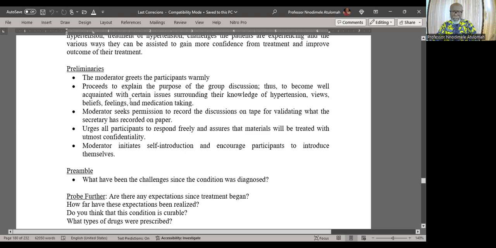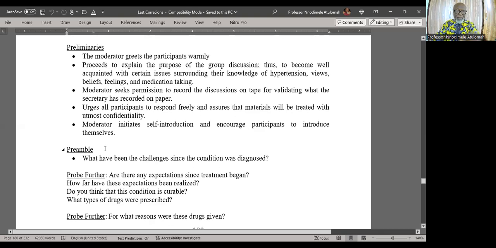So that they become well acquainted with certain issues surrounding their, all that. The moderator seeks permission. So the moderator will now ask permission to record the discussion on tape for validating what the secretary has recorded on paper. And now we will urge all the participants to respond freely in the discussion. So it will now assure them that they can talk, they can speak up, nobody is going to hold it upon them. The moderator initiates self-introduction and encourages participants to introduce themselves as well.